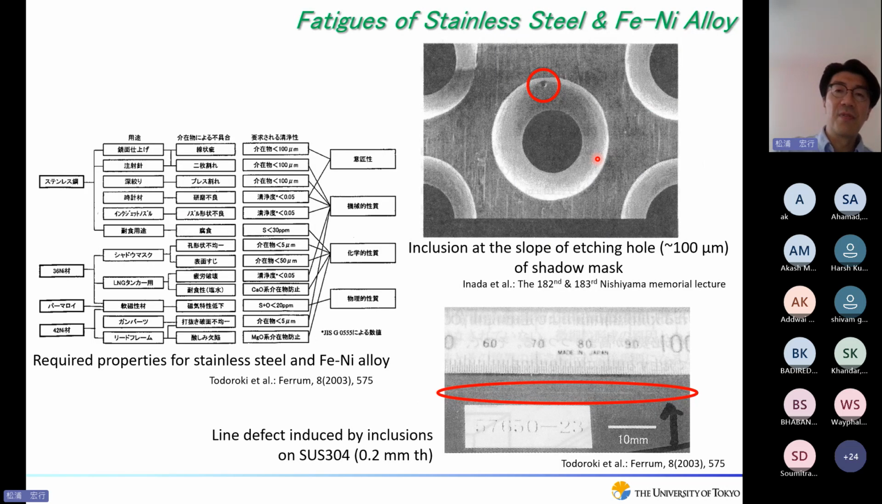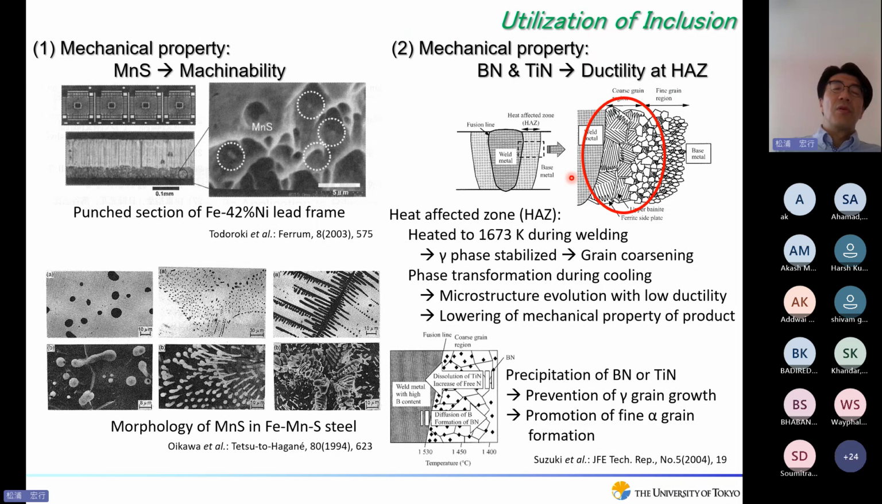This is another case for stainless steel, but I will skip this part. So I just introduced many examples of how non-metallic inclusions cause bad issues for steel products. But some studies also show the possible utilization of non-metallic inclusions. So this is just a summary of those things.